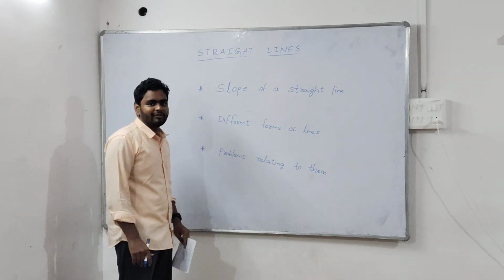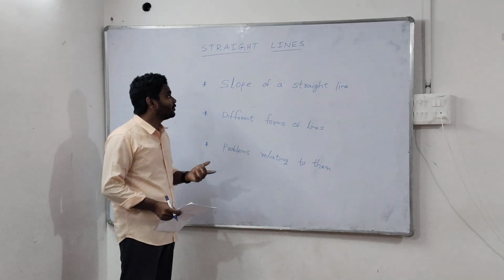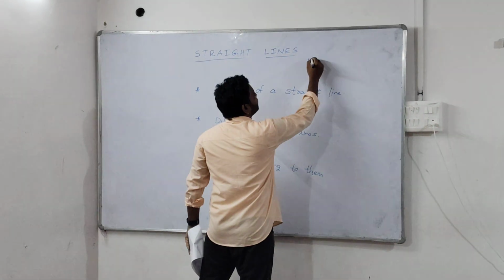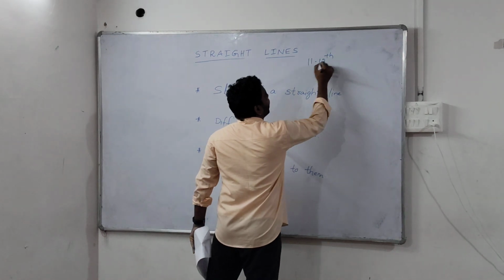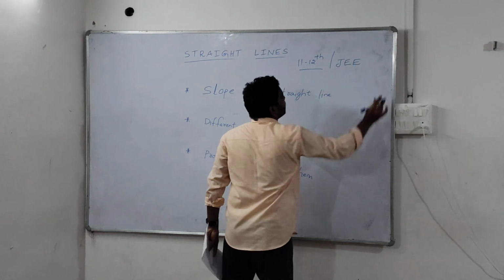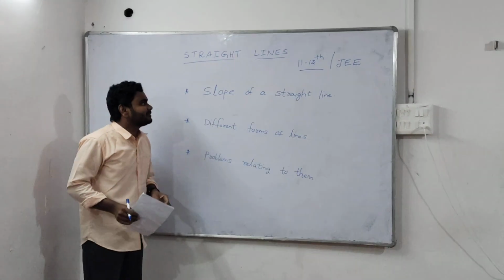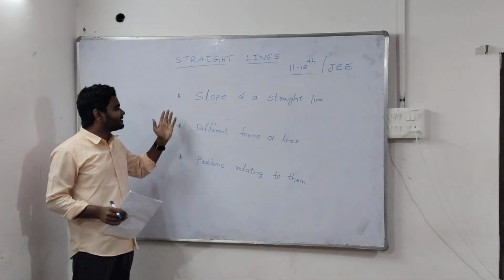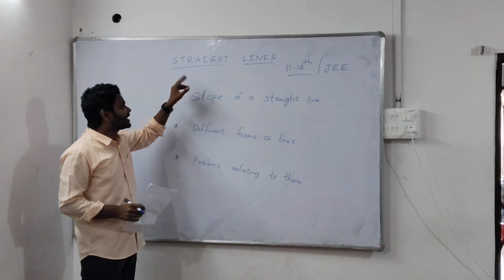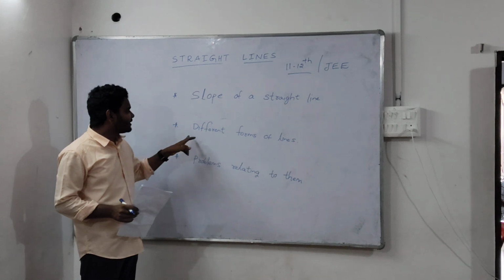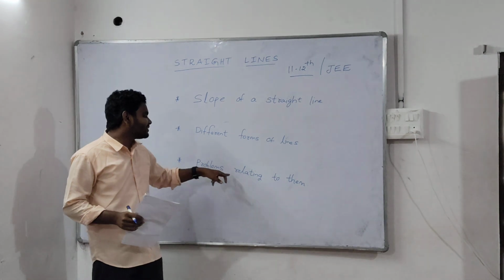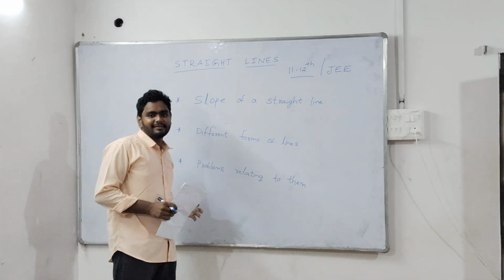Okay, morning everyone. Today we will discuss the topic of straight lines, which pertains to 11th and 12th standard students, including the JEE part. Basically, in straight lines we will discuss the following topics: the slope of a straight line, which is an important parameter pertaining to straight lines. After that, we will discuss different forms of straight lines. And after that, we will discuss problems relating to them at a glance.